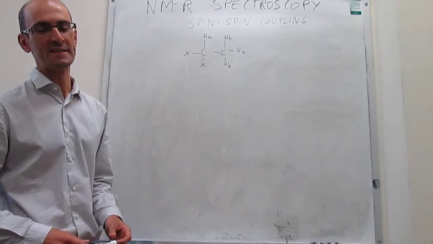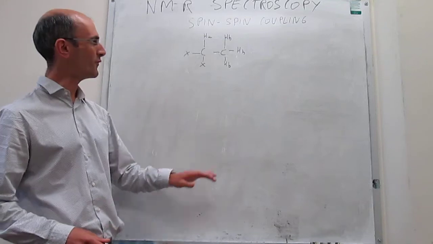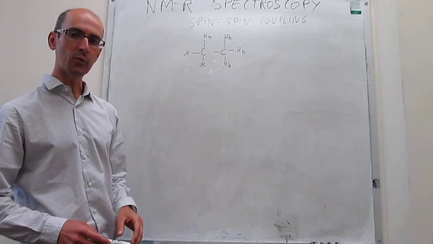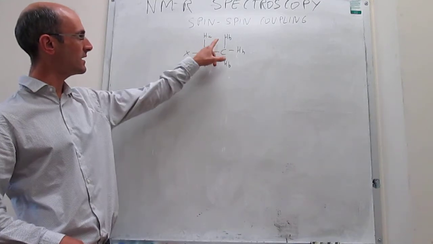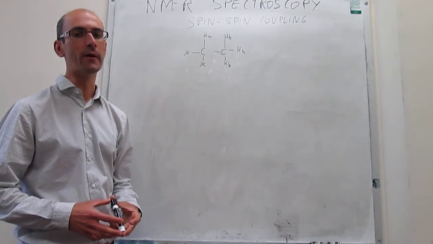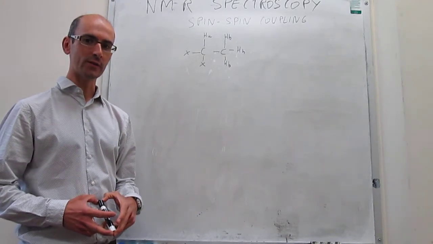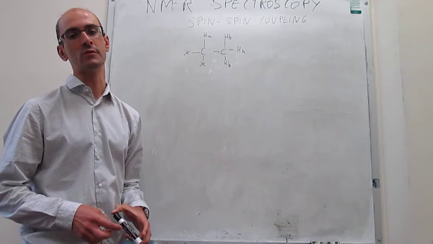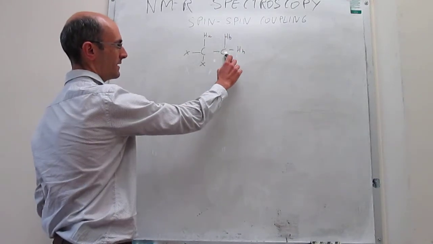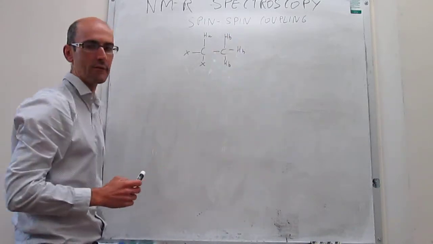In this video we present an example of spin-spin coupling for a molecule that looks like this. This molecule has two groups of protons, one is HA and the other is HB, so you will get two signals in the proton NMR. The goal of this video is to discuss what the splitting patterns of those two signals will be.